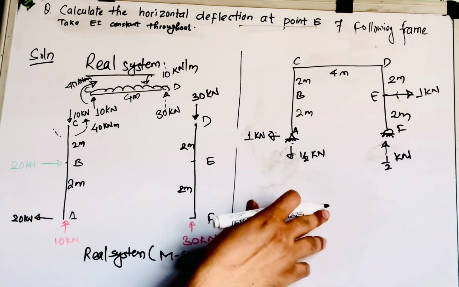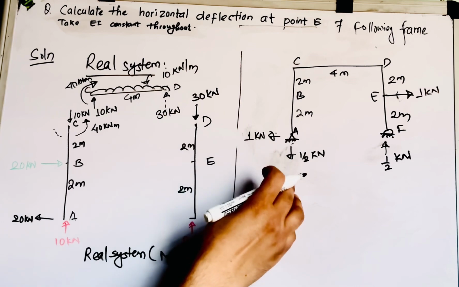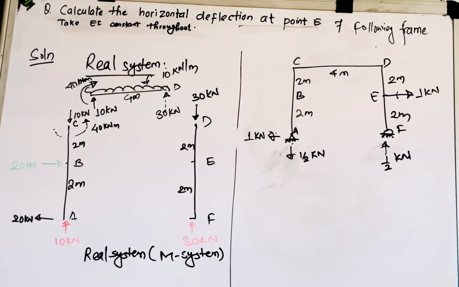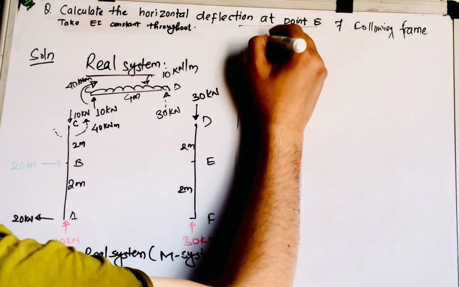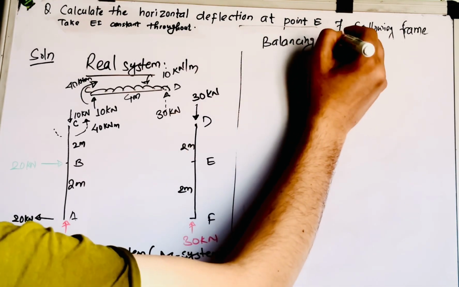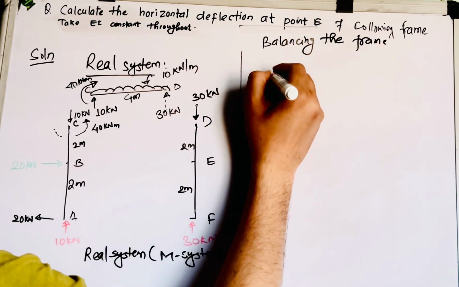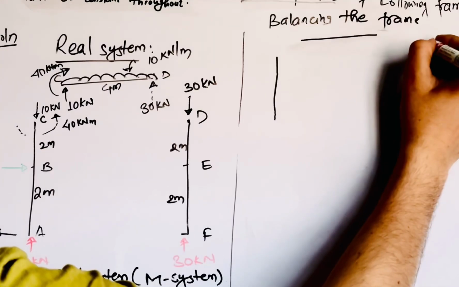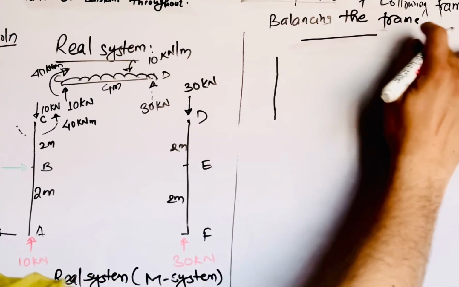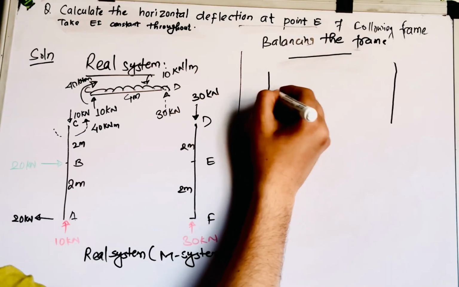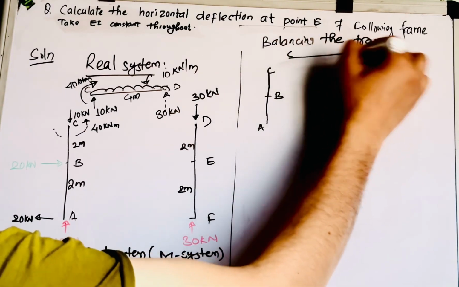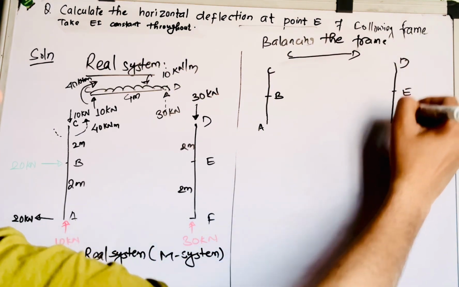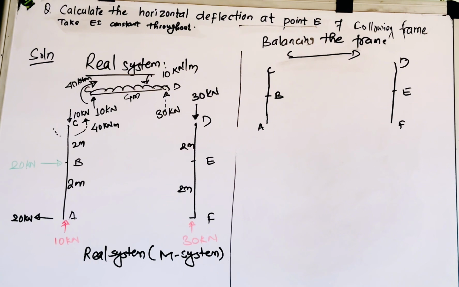Now what you have to do is use this and balance this system at first. So let us try to balance this virtual system, right? So balancing this frame. I will try to draw in a smaller way. Let this be another section. Let's give the naming: this is A, this is B, C, D, E, and this is F. So this is your system.